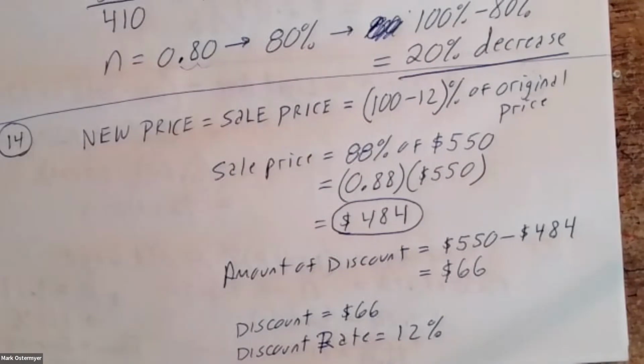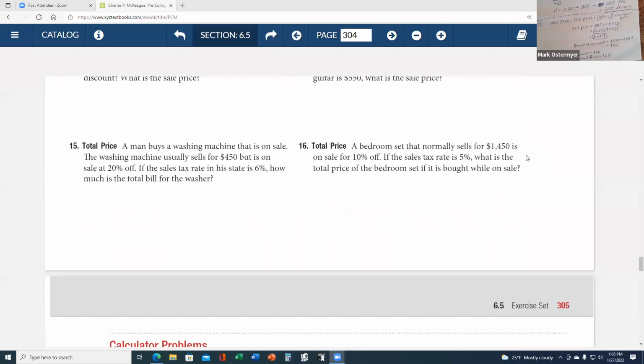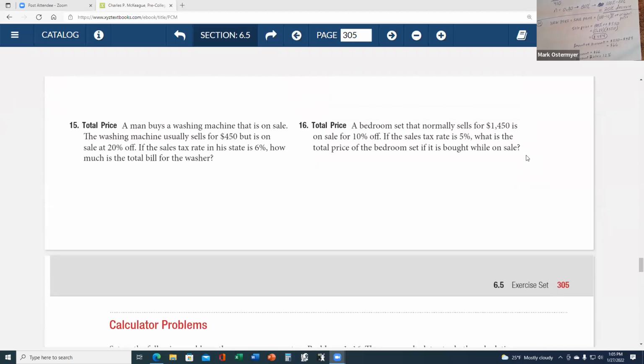That's a classic discount problem there. We all shop for discounts. I know I always try to find a discount here.